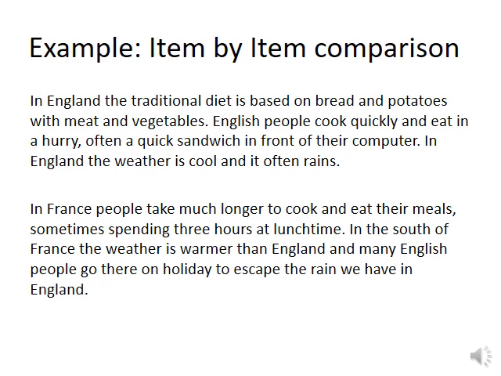So here we have the item-by-item comparison, again using the difference between England and France. So the first paragraph speaks entirely about England, and then the second paragraph speaks mostly about France. So in England, the traditional diet is based on bread and potatoes with meat and vegetables. English people cook quickly and eat in a hurry, often a quick sandwich in front of their computer. In England, the weather is cool and it often rains.